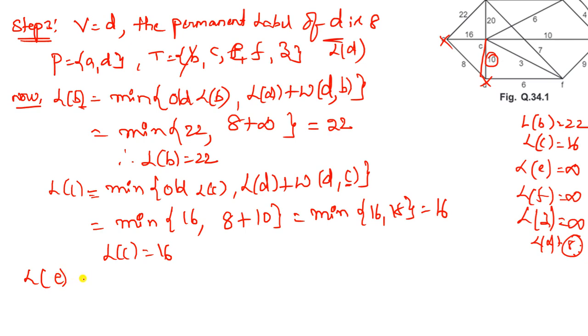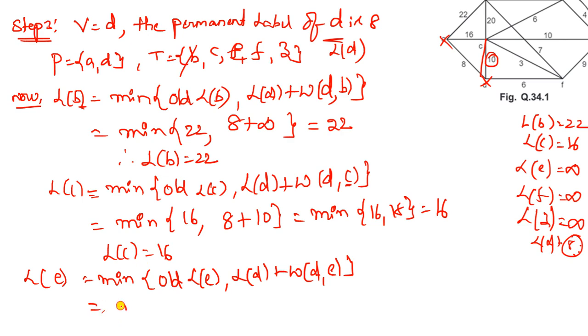L of E is a simple one because there is no path between D and E. So here we will get only infinite value. L of E is the minimum of L of E comma L of D plus weight between D comma E. These steps are very important. You should write them, don't write the answer directly, because this is a 15 marks question.